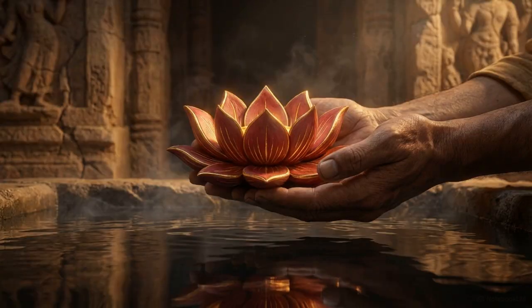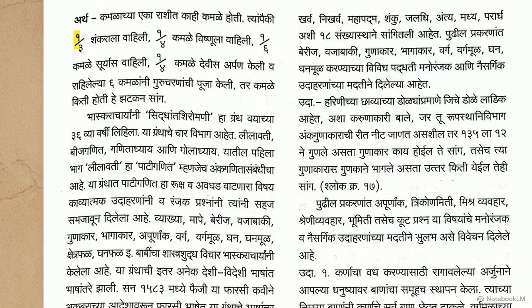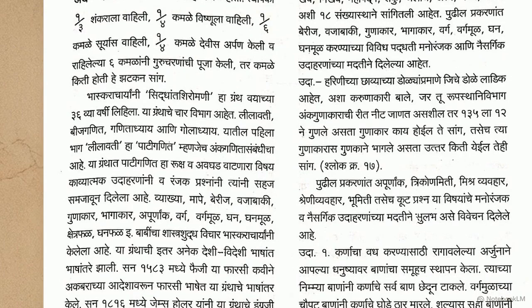Our first puzzle revolves around a devotional poem. A devotee offers a cluster of lotuses to different deities, and we need to determine the total number of flowers in the original cluster. The poem provides a precise fractional breakdown: 1/3 to Shiva, 1/5 to Vishnu, 1/6 to Surya, 1/4 to the goddess, and the final 6 lotuses are given to the guru.